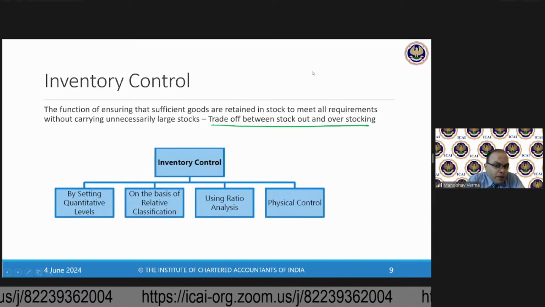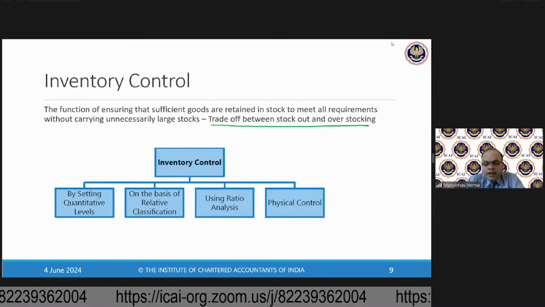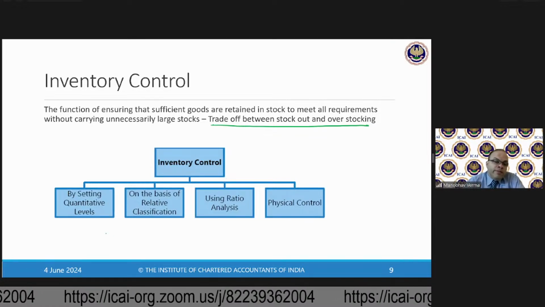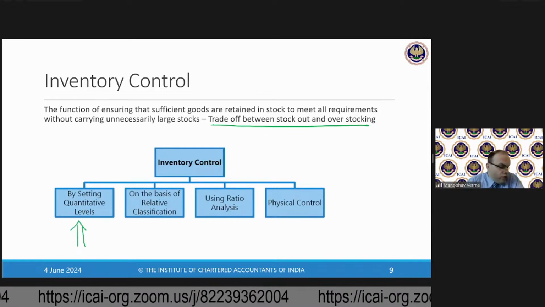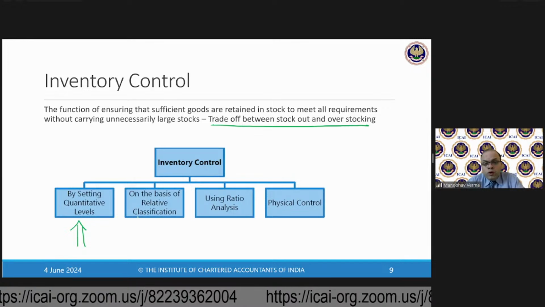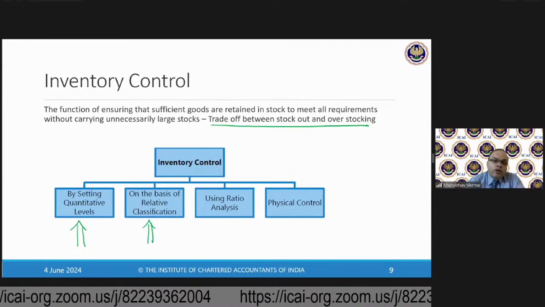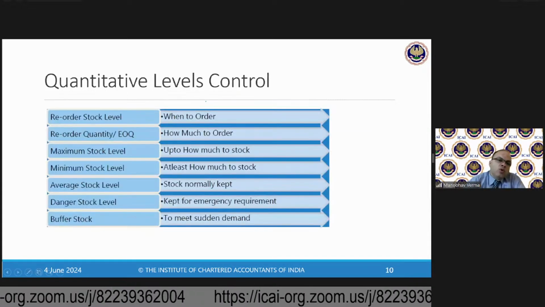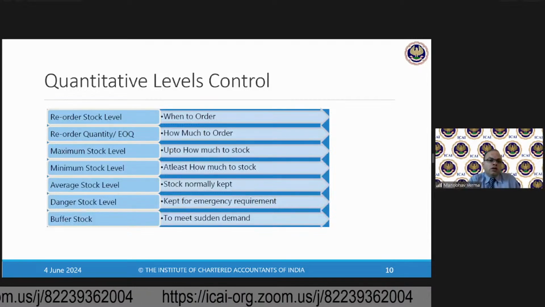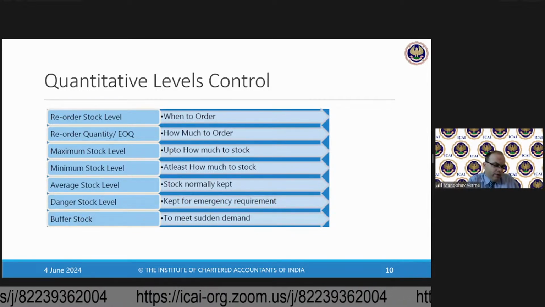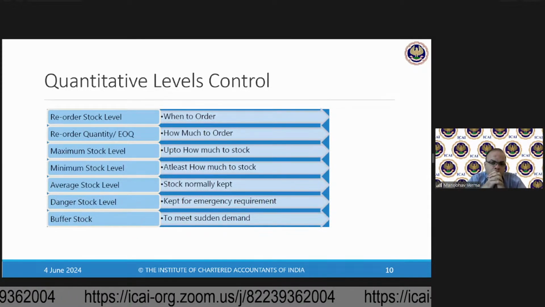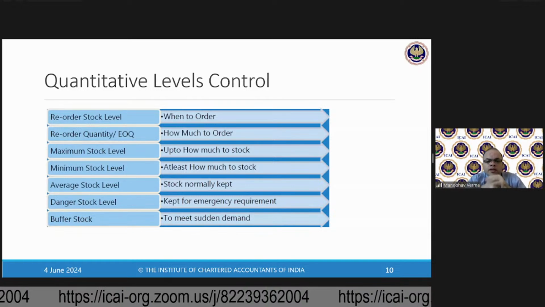But from an examination perspective, guys, repeatedly there have been questions on the quantitative level. So this becomes very, very important for us. From an organizational practice perspective, a lot of companies also follow this ABC analysis. Even that becomes very important. Let's quickly talk about the different quantitative levels we are looking at here. You can see different levels here: reorder stock, economic order quantity, maximum stock level, minimum stock level, buffer stock, danger stock. And every level has some relevance attached to it.